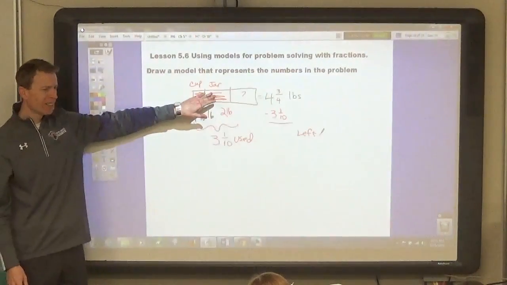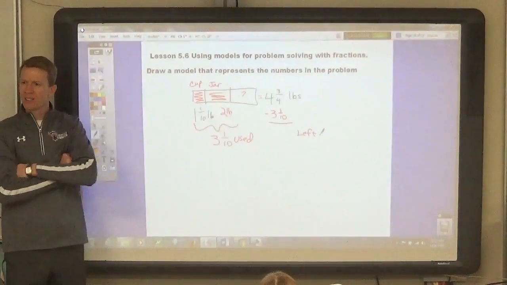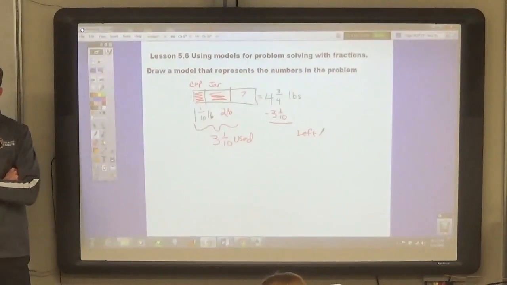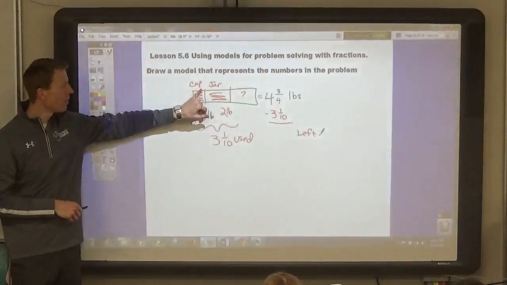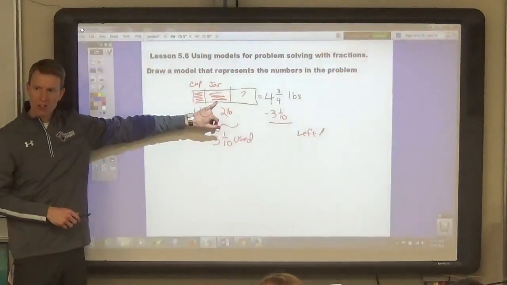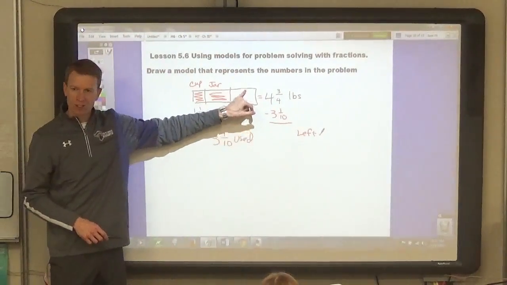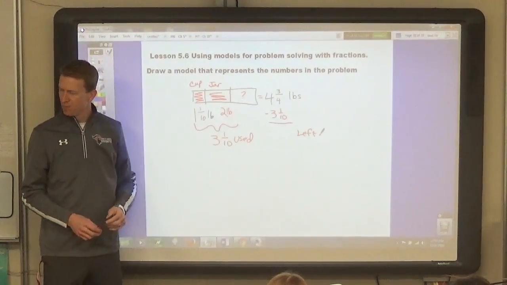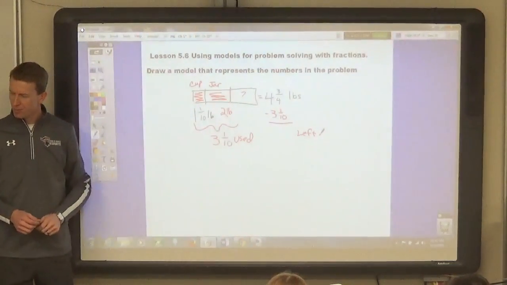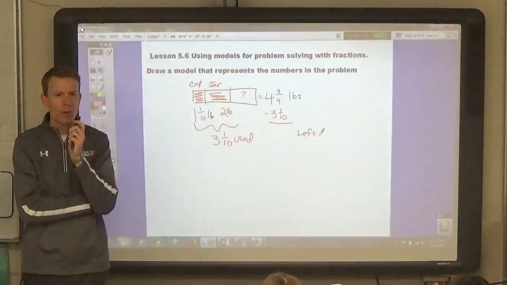Is this confusing? Is the model confusing? Sometimes. What's confusing about it? Danny? It shows how much was used on the cup. It shows how much was used on the jar. And it shows that we have to find the leftovers. You don't see that? What don't you see? Can someone help me? How can we make it more clear?